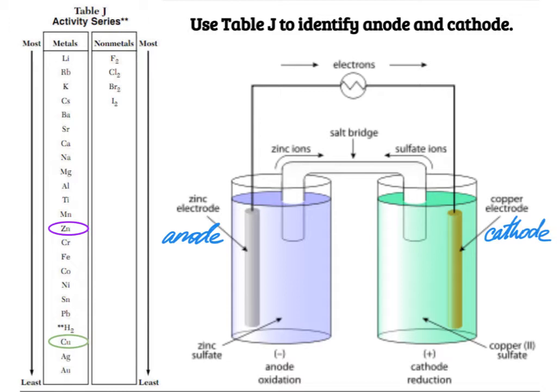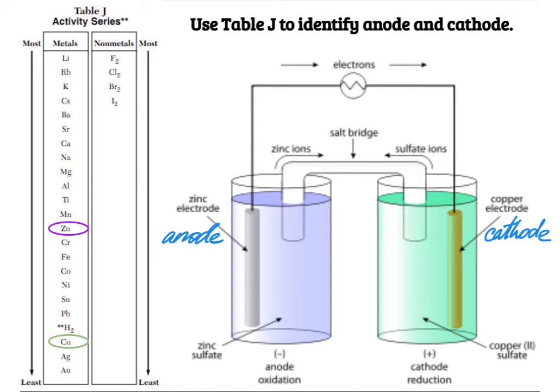If you look at table J in your reference tables, the activity series of metals and nonmetals, you will see that zinc is higher in the activity series compared to copper. So zinc is more likely to be oxidized. It's the more active metal. It's more likely to shake off its valence electrons and send them on their mission to go and reduce something.